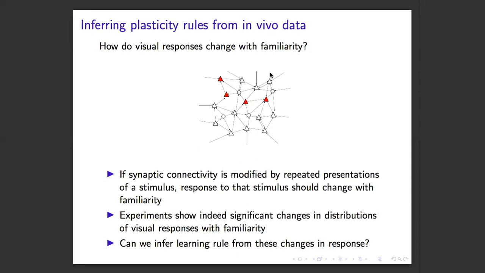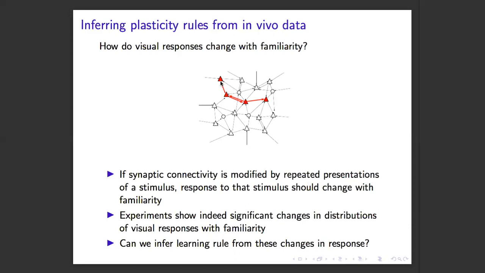So suppose we come back to this simple cartoon of a network whose activity is triggered by a particular stimulus that here activates these red neurons. Now, if the activation of these red neurons leads to synaptic modifications, one would expect that the activity of these neurons will change progressively as this stimulus is presented repeatedly to this network. So when you're presenting this stimulus repeatedly, you're strengthening these synapses.